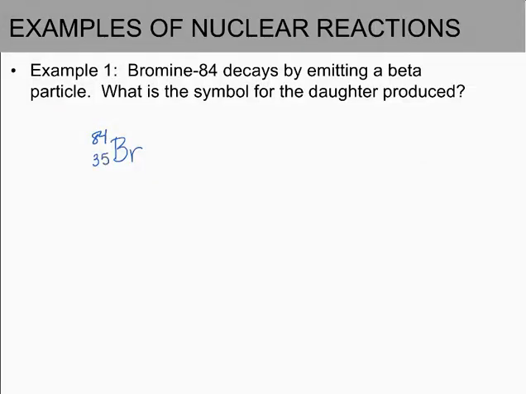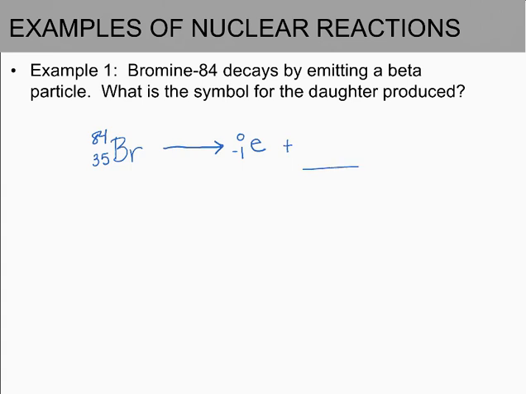All right, and then we're told that it goes through beta decay. So it's going to emit an electron. Remember, beta particles are identical to electrons. So I'm going to write the symbol for an electron there, but you could also put a beta symbol in place of the e.